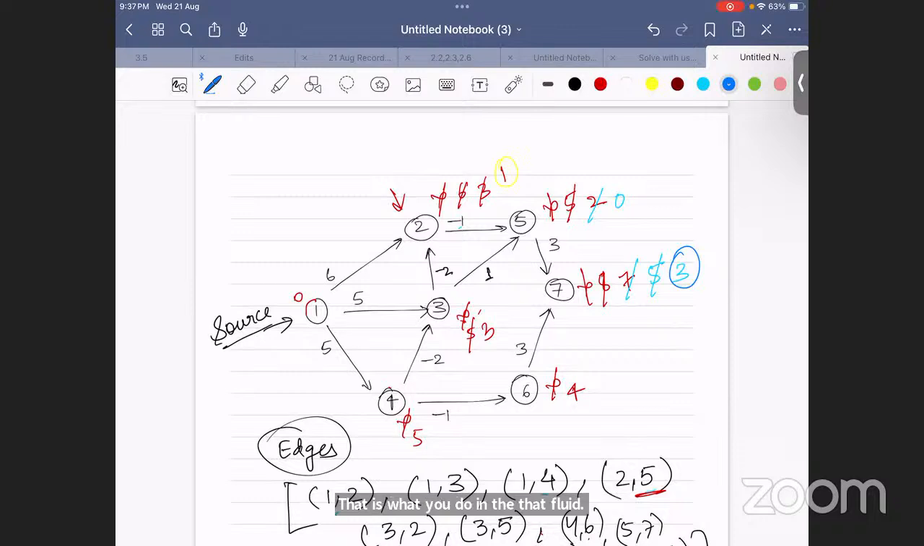Understood? Everyone got the idea, right? Yes, sir. Sir, is there any short trick like this Bellman-Ford one for this Floyd Warshall?